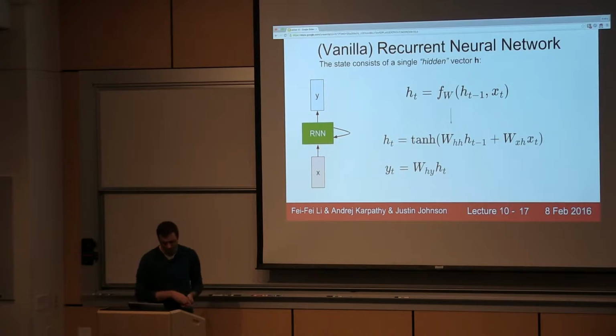In this case, the state of a recurrent neural network is just a single hidden state h. And then we have a recurrence formula that basically tells you how you should update your hidden state h as a function of the previous hidden state and the current input xt. In particular, in the simplest case, we're going to have these weight matrices Whh and Wxh. They're going to project both the hidden state from the previous time step and the current input. Then those are going to add, and then we squish them with a tanh.